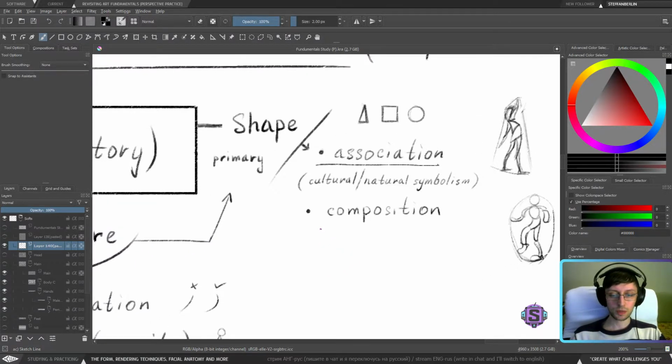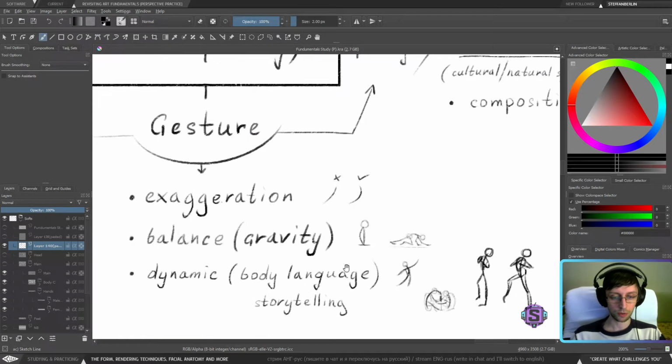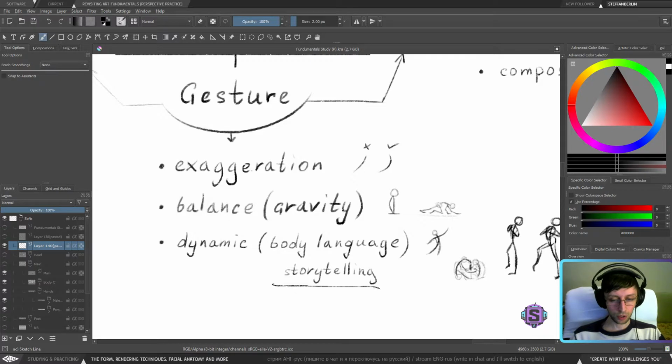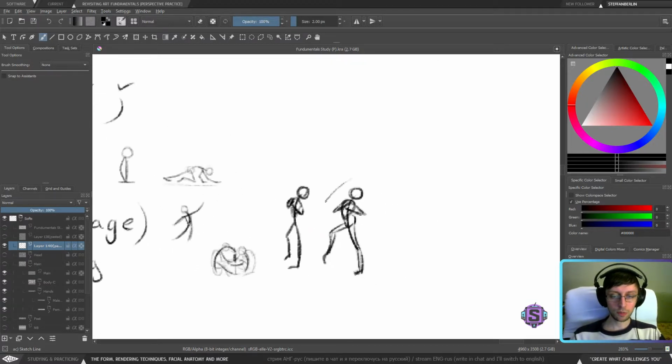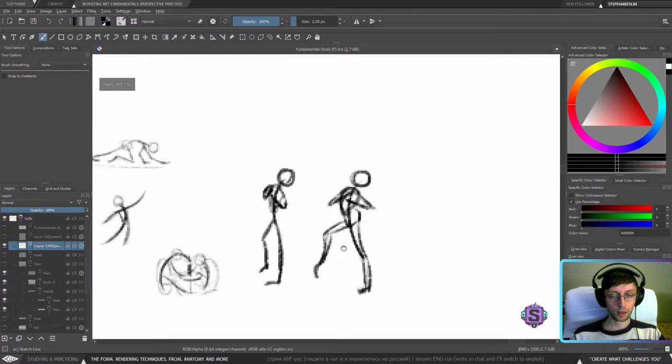Composition is something that is pretty hard to capture. This is something that you capture from feeling, from experience, through understanding what's good for story, what's good for body, for telling, like making this pose look right. So this is something that is pretty hard to capture.